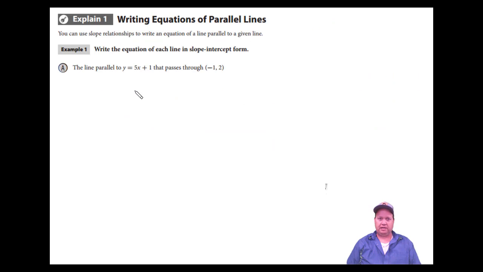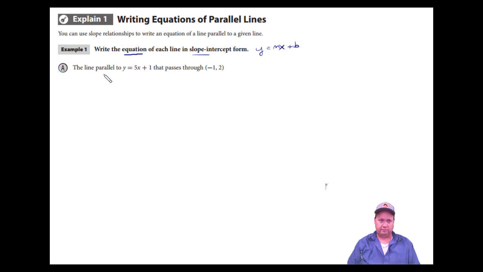Okay, we're going to get into the meat of this lesson here, and that is to be able to write an equation of a parallel line or a perpendicular line. So we're going to write an equation in slope-intercept form. So we want to have it be in y equals mx plus b form. So I need to find the slope and I need to find the y-intercept.